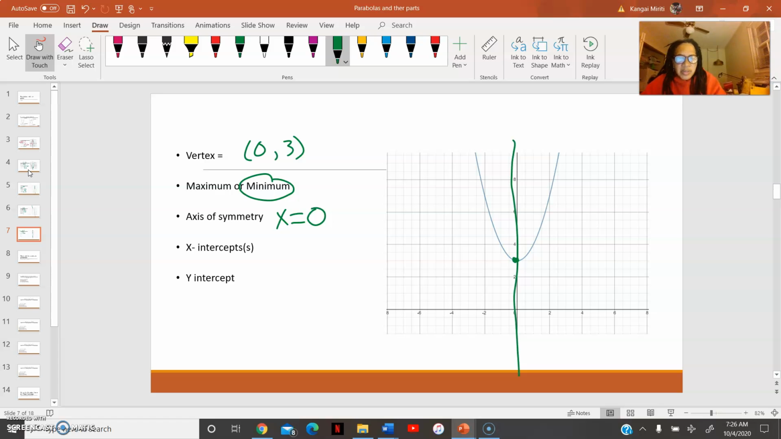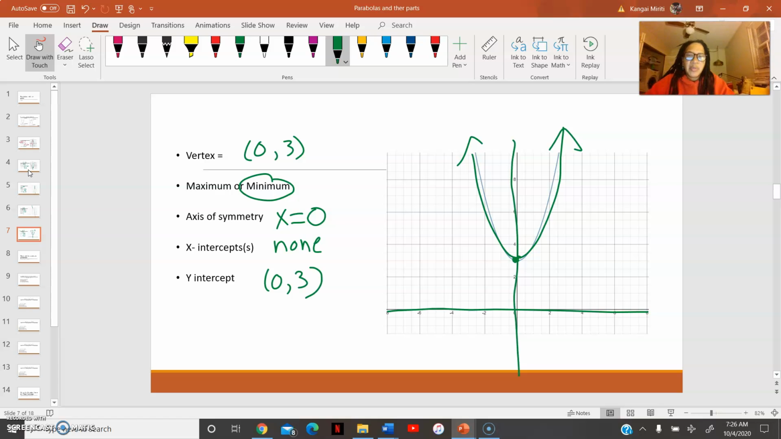And what about x-intercepts? Well, this parabola is going up like this, so it's never going to touch the x-axis at all, so there are none. And is there a y-intercept? Yeah, you bet there is. The y-intercept here happens to be the same as the vertex. So now we've just identified these parts in parabolas. Now go on and watch the next video.